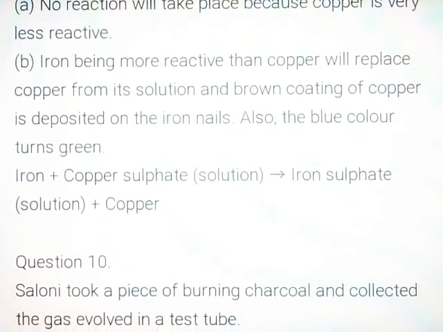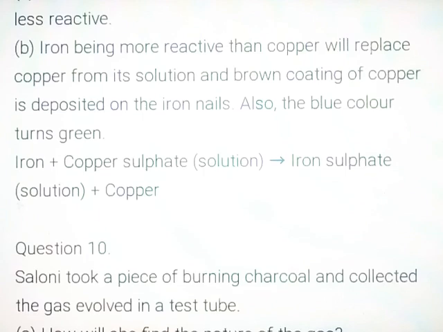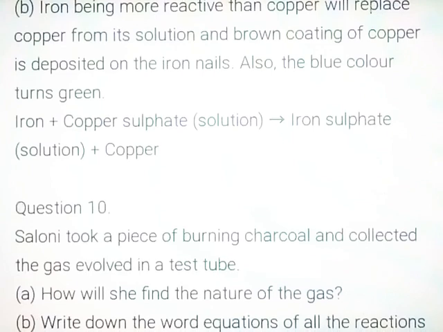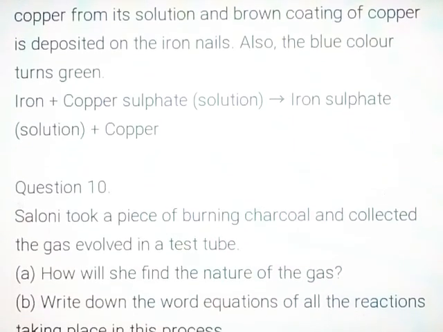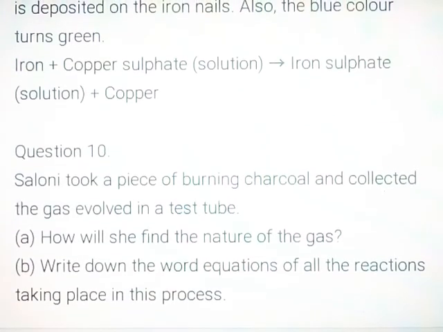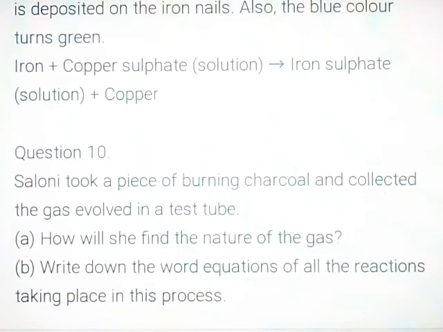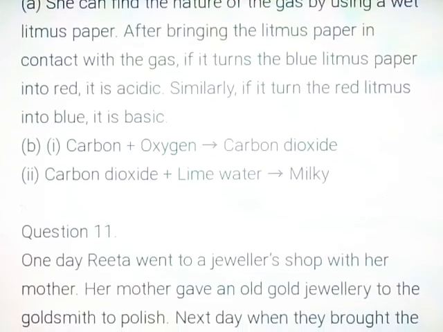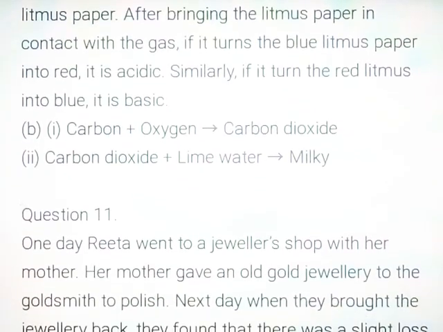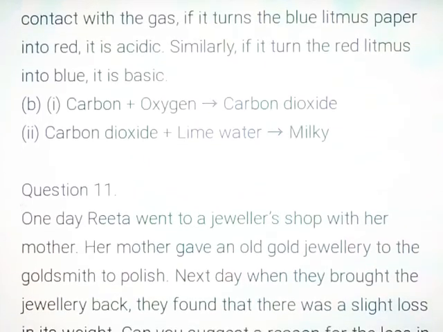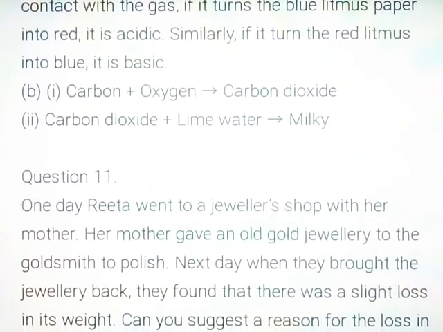Question number 10. Saloni took a piece of burning charcoal and collected the gas evolved in a test tube. Part A, how will she find the nature of the gas? Part B, write down the word equations of all the reactions taking place in this process. She can find the nature of the gas by using a wet litmus paper. If it turns blue litmus into red, it is acidic. Similarly, if it turns red litmus into blue, it is basic.